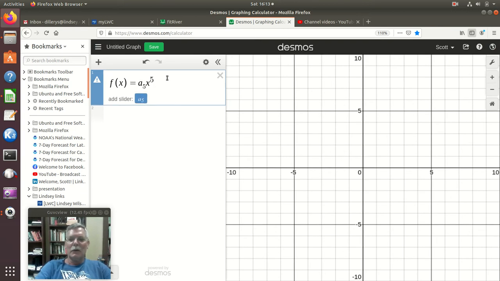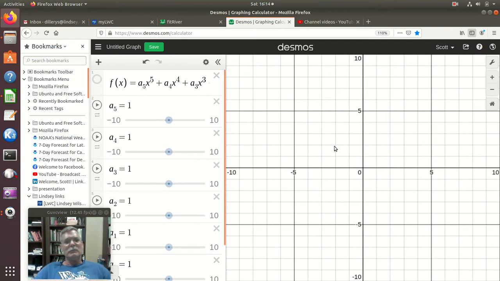plus a4 x to the fourth plus a3 x to the third plus a2 x squared plus a1 x to the first, and then plus a0. And we'll add all those sliders in.